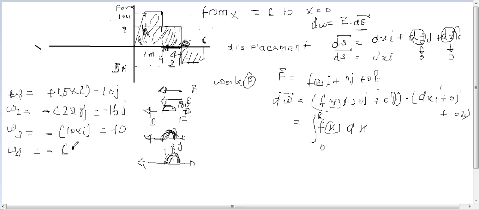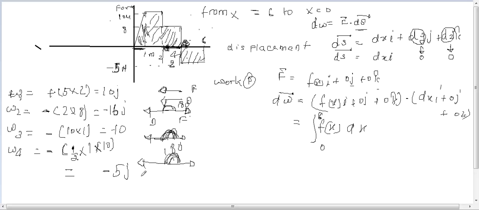Work will be 1 by 2 times the area of this right angle triangle. So 1 by 2 into 1, this length is 1, 0 to 1. Look at my pencil. And this height is 10, so 1 by 2 into 1 into 10. This work done will be negative, which is minus 5 joule.